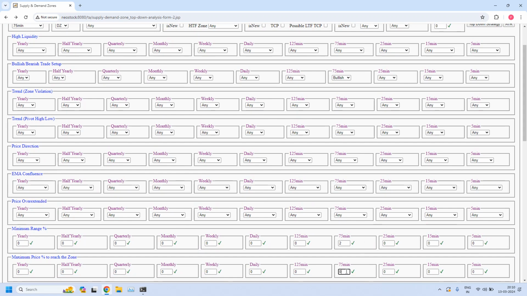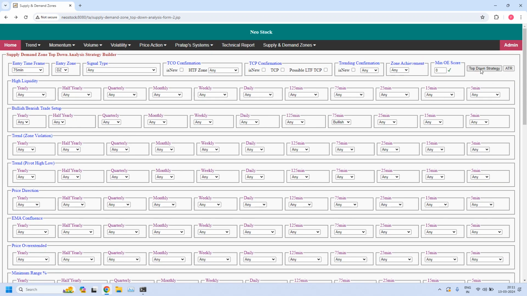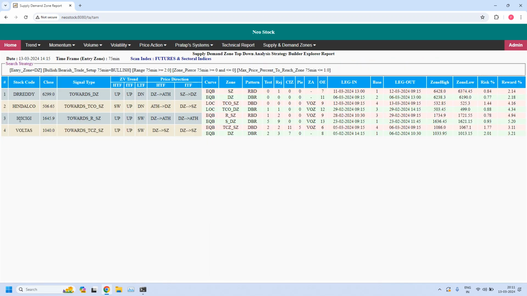So at 75 minutes, I'm giving the value 1. Out of those 17 stocks, how many are within? Currently 4 stocks are within 1% close to the demand zone. That means currently 17 stocks are supporting the bullish trade setup, having minimum 2% reward. In that, these 4 stocks are within 1% close to the demand zone.